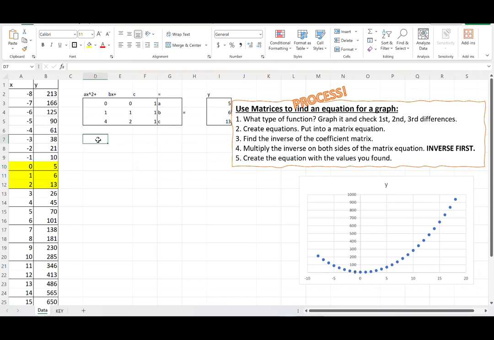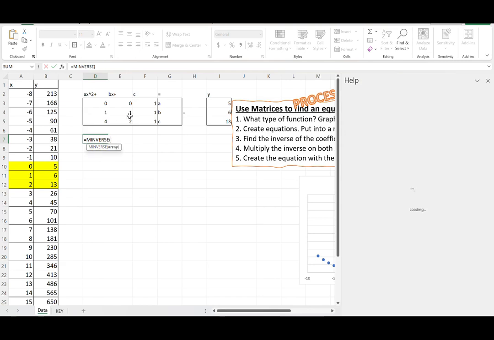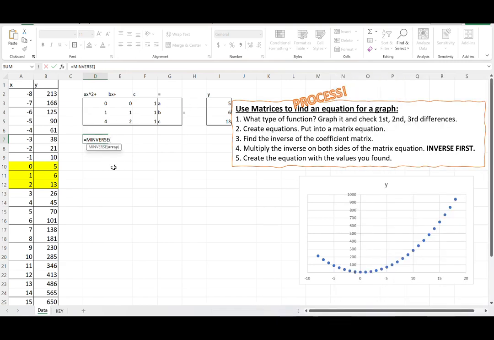So we're going to use Excel's fancy function. I call it minverse, but it stands for matrix inverse. Click on that. And then our array is that whole matrix, so our 3 by 3. And there you go. This is the inverse of that coefficient. Check, we've done step 3.